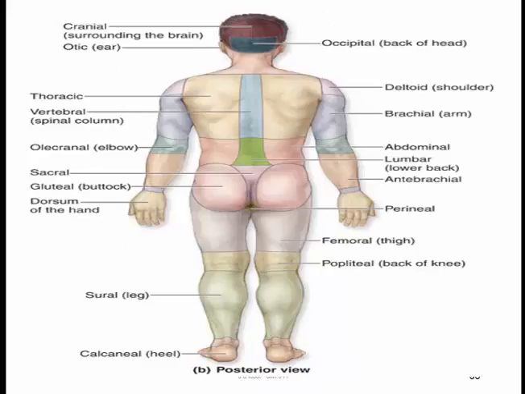So we have the occipital or the occiput, that is the back of the head. The ears are called orbit, and then the thigh is femoral. I encourage you to go through these regional terms on your own.